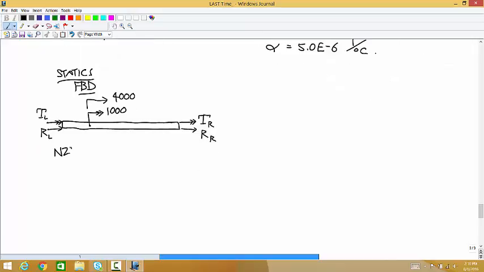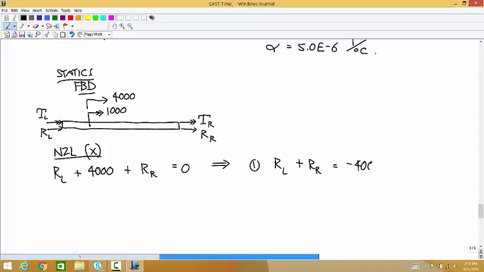So Newton's second law, I'll just do the x component. It says RL plus 4,000 plus RR is equal to 0. So we get this first equation that says RL plus RR is equal to negative 4,000.